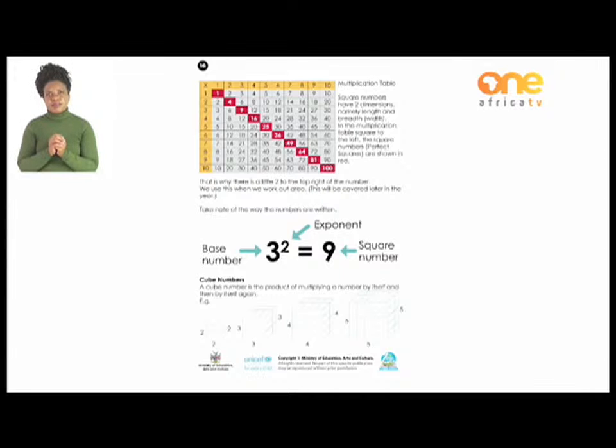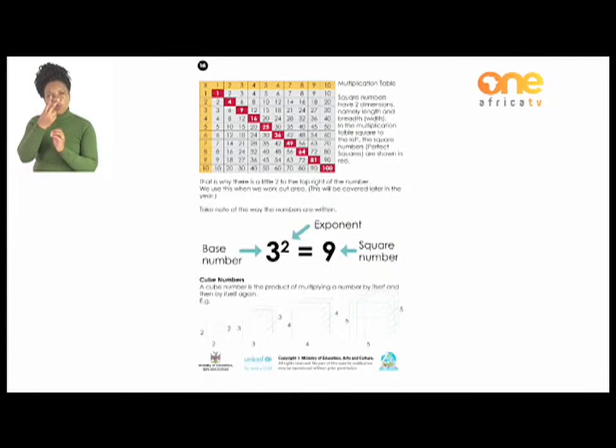Reading below, that is why there is a little 2 to the top right of the number. We use this when we work out the area. This will be covered later in the year, so it's another topic to do. Take note of the way the numbers are written. We have 3 squared, that gives you 9.